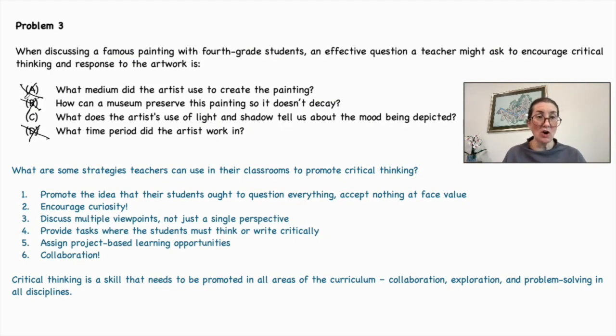And finally, what does the artist's use of light and shadow tell us about the mood being depicted? So this is a question, a task that the students have to think about critically. They have to look at different possibilities: why was the artist doing it? What could they mean by it? So this is definitely the correct answer. C will encourage critical thinking.